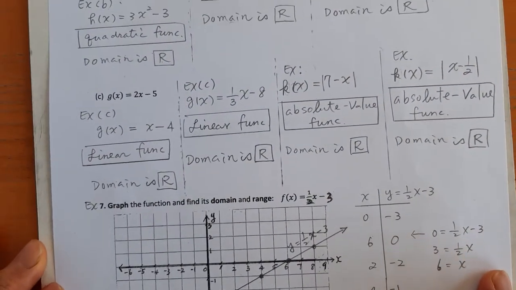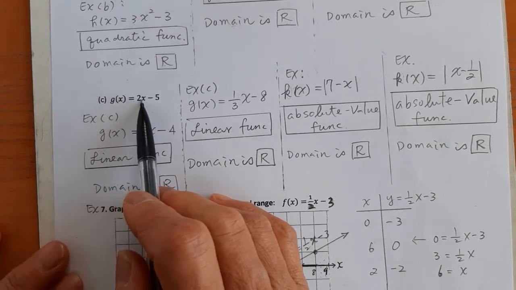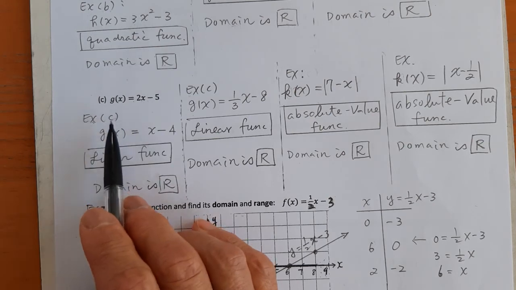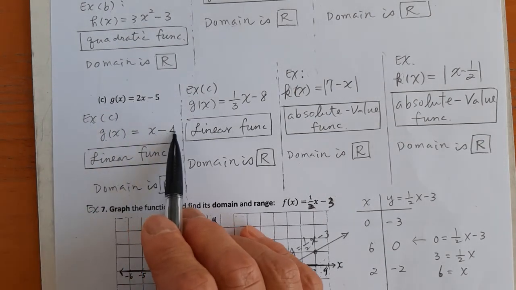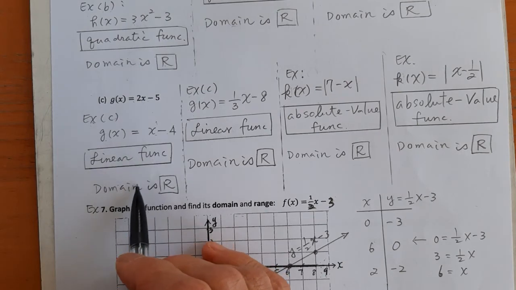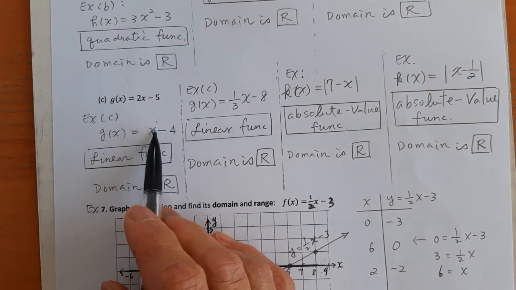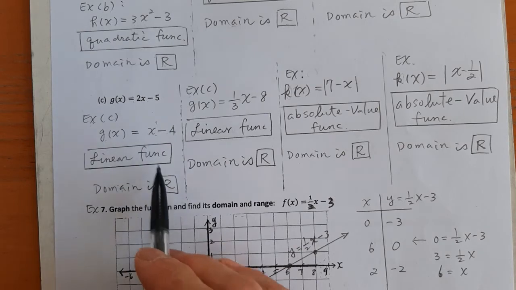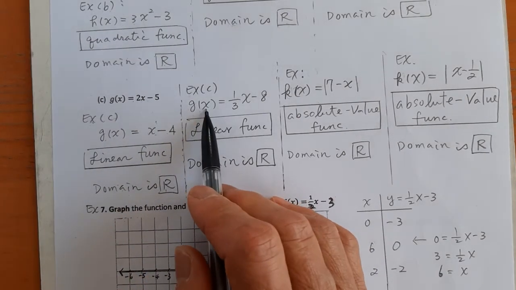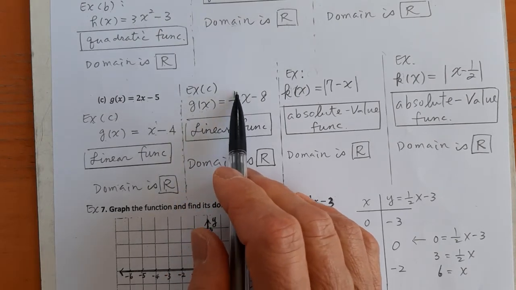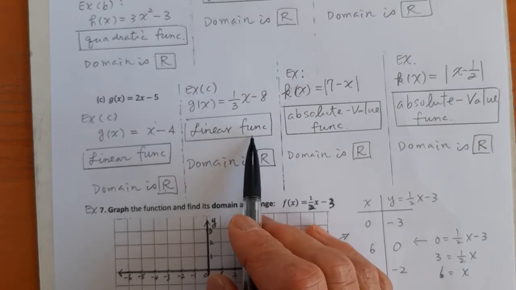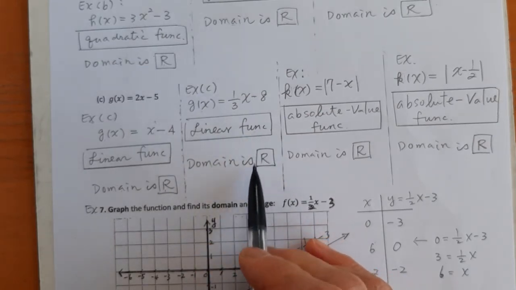And the C, g of x equals 2x minus 5. Degree, that's your homework question. Example: g of x equals x minus 4. The degree is 1, and that's a linear function. Domain: the numbers you plug in for x to make the function have a value. x can be all the real numbers, so the domain is R. Another example, g of x equals 1/3 x minus 8. The degree is 1, also a linear function. The domain is all the real numbers, R.